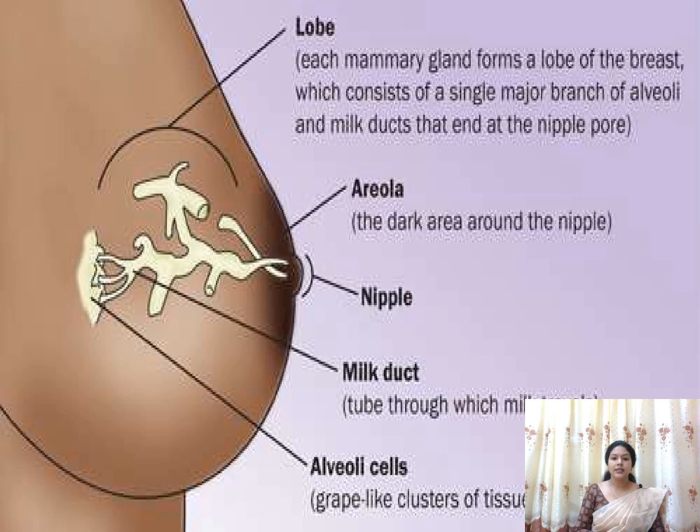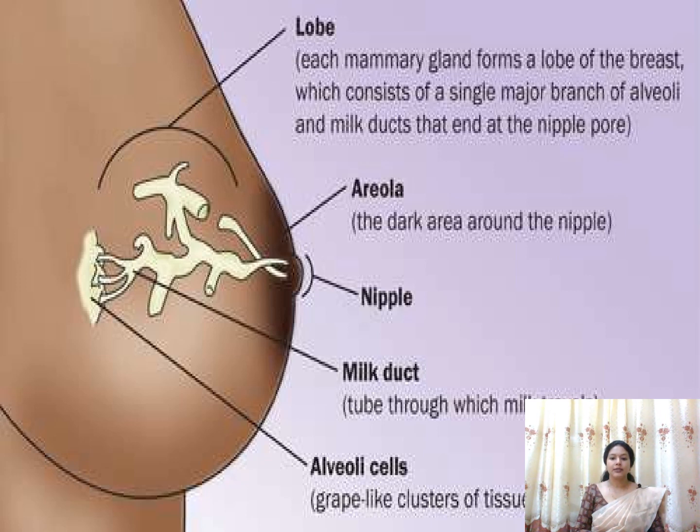So each mammary gland has lobes of the breast, which consist of a single major branch of alveoli and milk ducts that end at the nipple. So each one has the alveoli or branches and milk ducts, and they end at the nipple pore. And the areola is the outer dark pigmented area around the nipple. So this is the dark pigmented area around the nipple, and this outer projection with pores is known as the nipple.